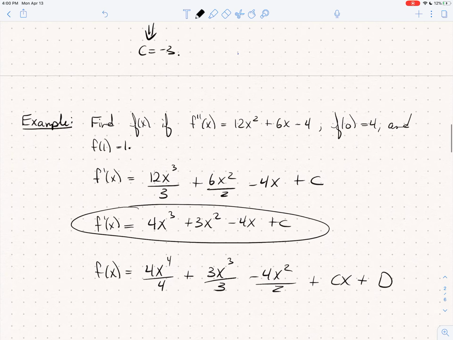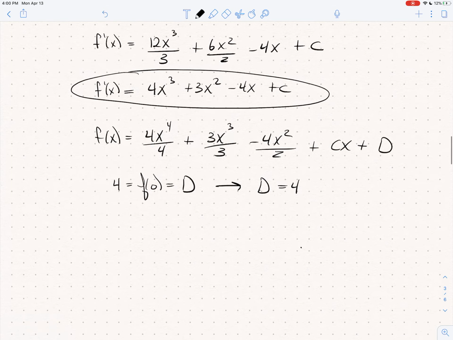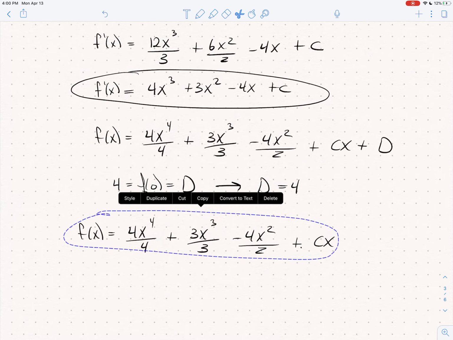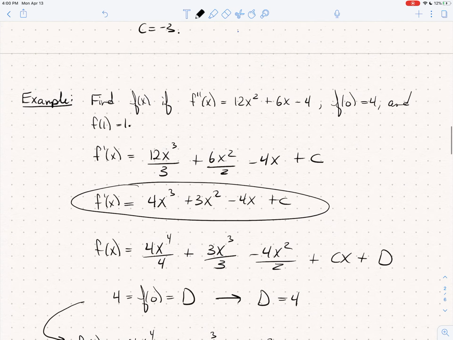Well, now we're going to use those 2 points that we've been given. So, for example, I know f of 0 is 4. So 4 is f of 0, but when I plug 0 in for x, I get 0, 0, 0, and 0. I'm left with just d. Well, that's great. Now I know that d is 4. So I don't want to rewrite all of this, but let's just copy this part, and we can say that f of x is all this plus cx plus 4.